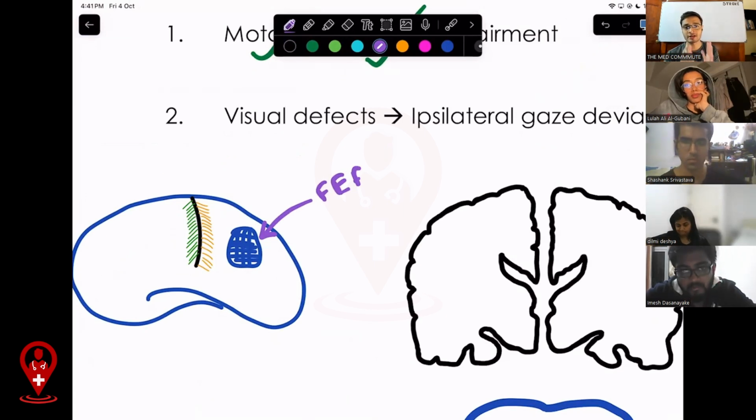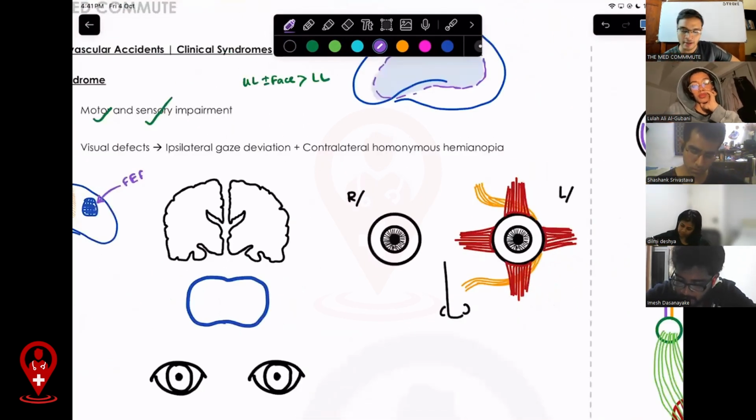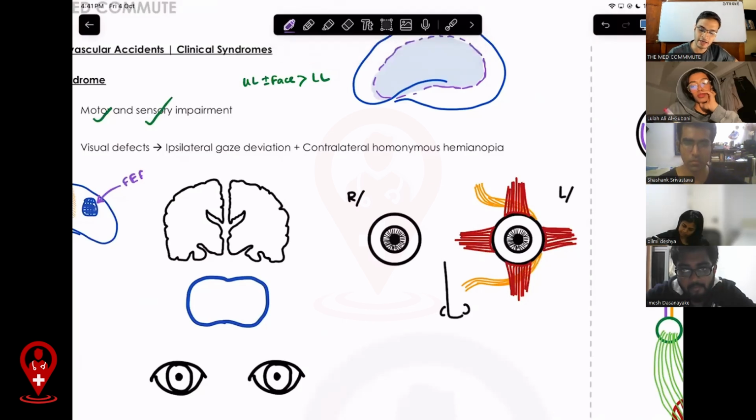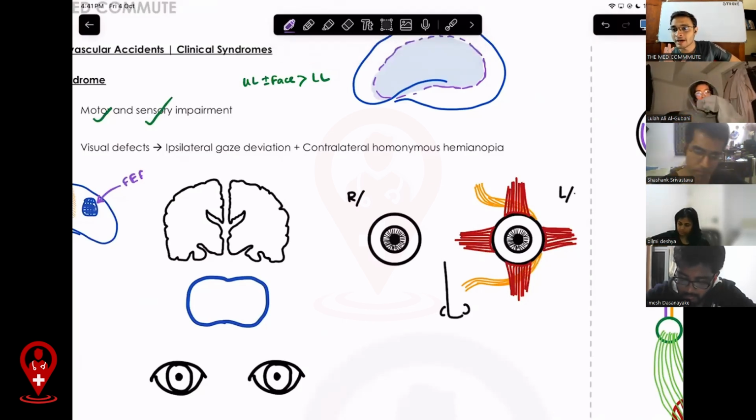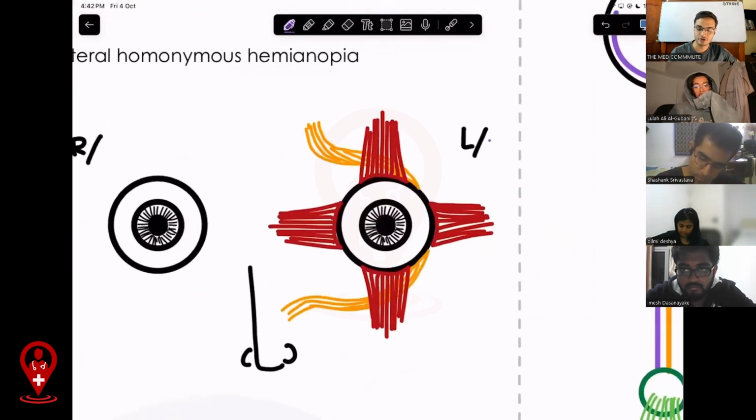So we have to understand what the frontal eye field function is. For this, guys, we have to understand the basic eye musculature. If you take an eyeball, here I have drawn the left and the right eyeballs. For one eyeball, we have 6 extraocular muscles.